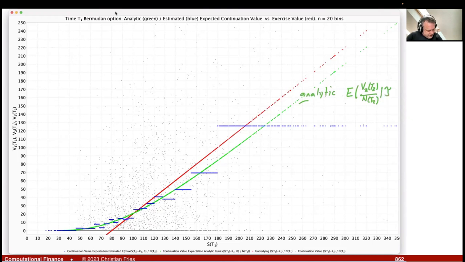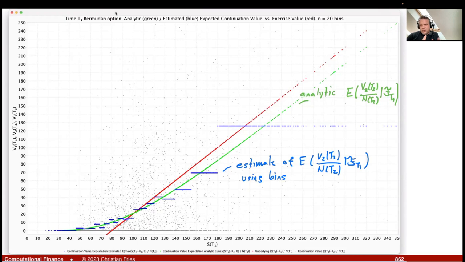But this is conditional to F_T1. And the blue lines, yeah, so actually all these guys are dots, yeah, because they are random variables in a Monte Carlo simulation, sample points. The blue lines are my estimate of the conditional expectation using binning. And the bins are actually chosen such that you have, yeah, in every bin almost the same number of points. That's why, for example, this interval here, this bin is a bit larger than that bin.